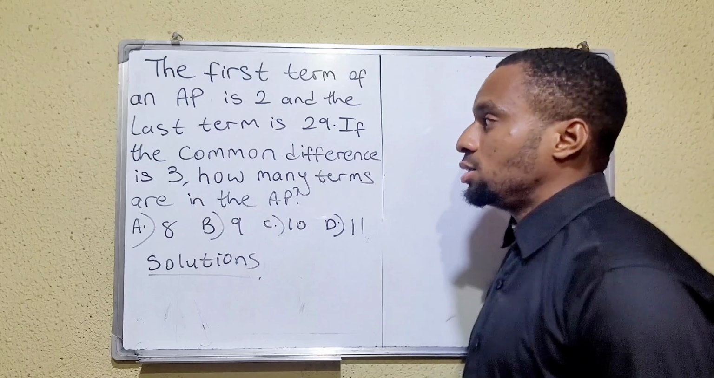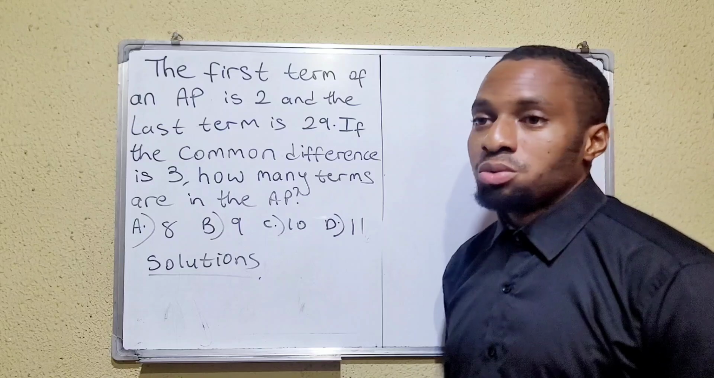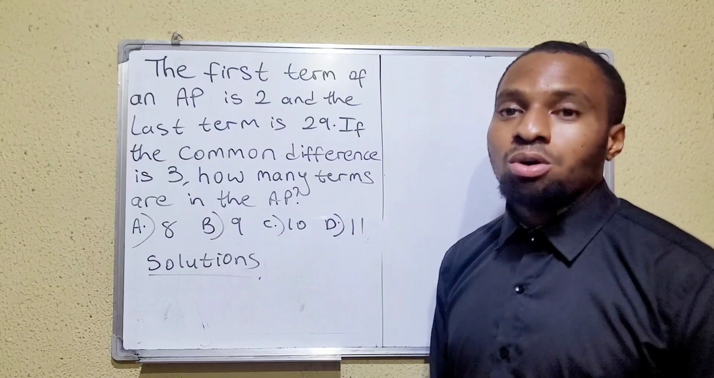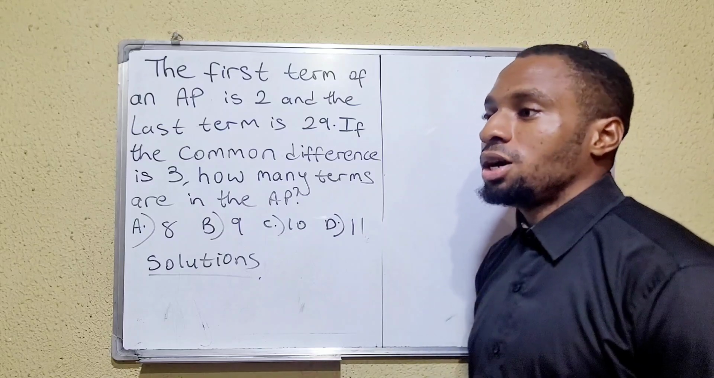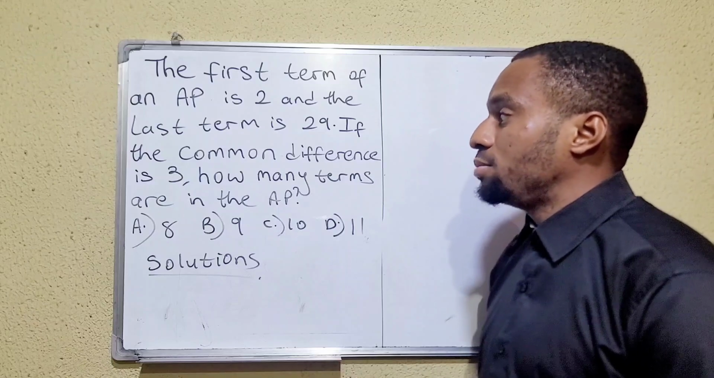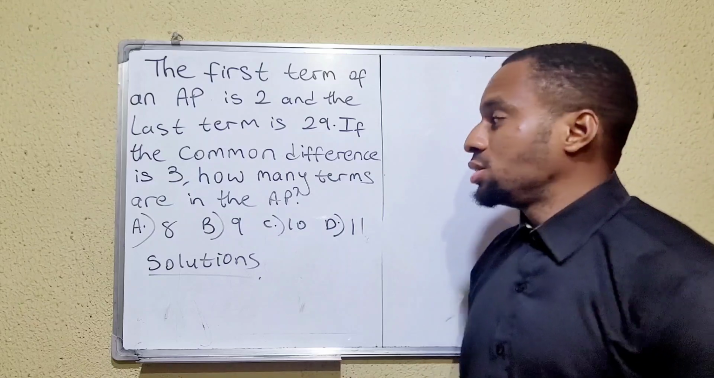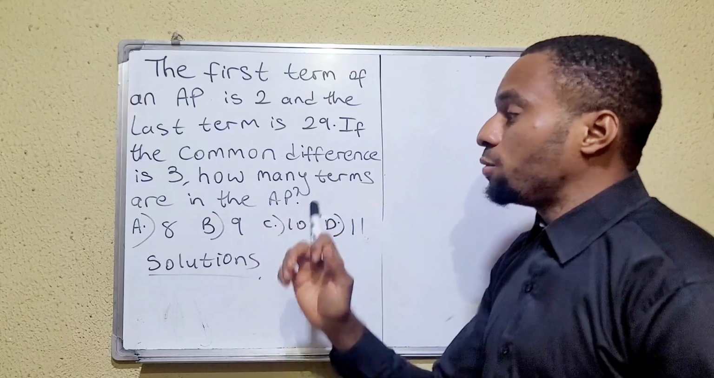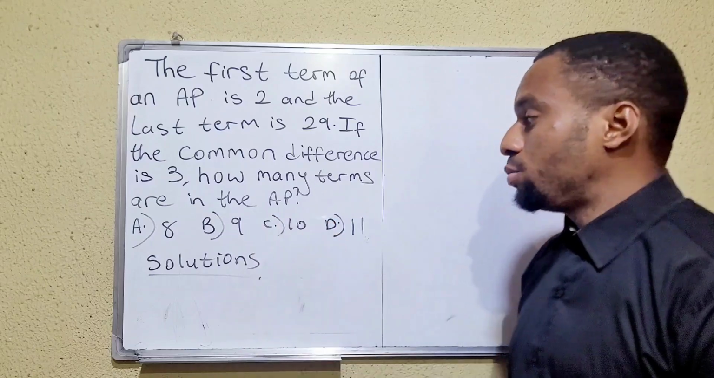This is not like the usual AP question where they would ask you to find the nth term or the first term in an AP. Here we have the first term and we have the last term and we have the common difference. All we have to do is to look for the number of terms in the arithmetic progression.